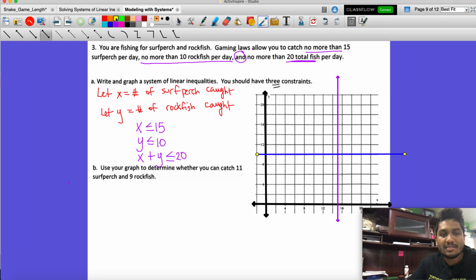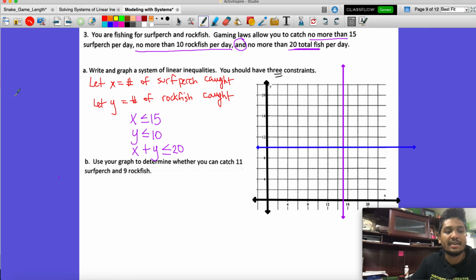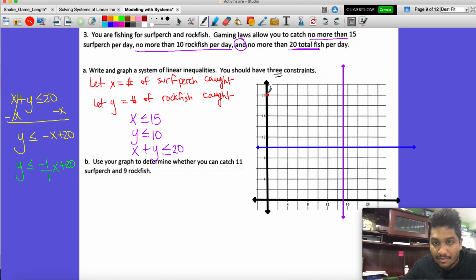And then the last one, we actually need to rearrange because it has the x and the y. So x plus y is less than or equal to 20. And when we solve for y equals mx plus b form, we get negative x plus 20. So let's just make that into a fraction. So this would be negative 1 over 1x plus 20. And that's what we're going to be graphing. So I'll do this in red. We start at 20, which is all the way up here, and we're going down one and to the right one, down one to the right one, and we're going straight down.